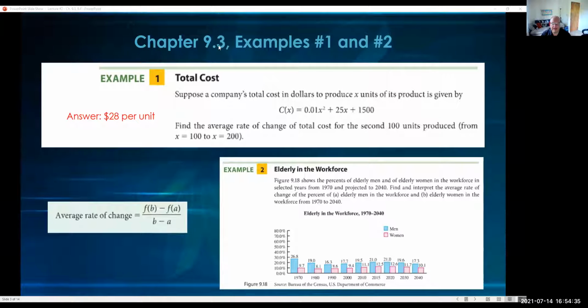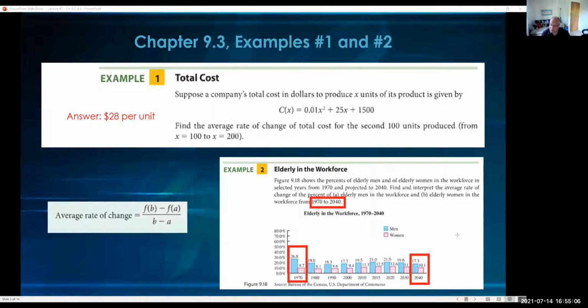I'm thinking about right now how they want you to do it from 1970 to 2040. That means I'm going to focus primarily on these figures and these figures. Because what they're asking you for is an average rate of change. Look, once again, find and interpret the average rate of change of the percent of elderly men and then of elderly women, going from 70 to 40, as you can see here.